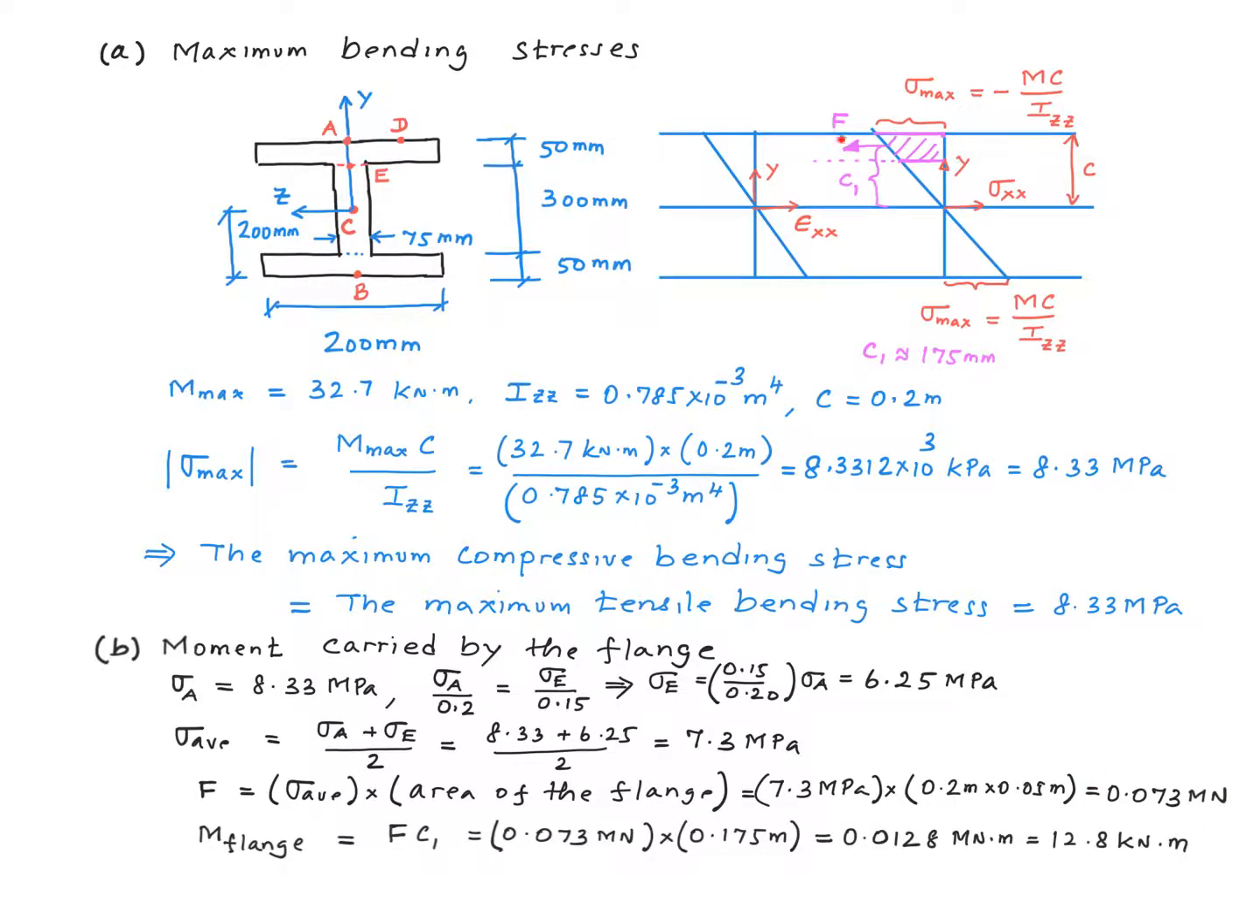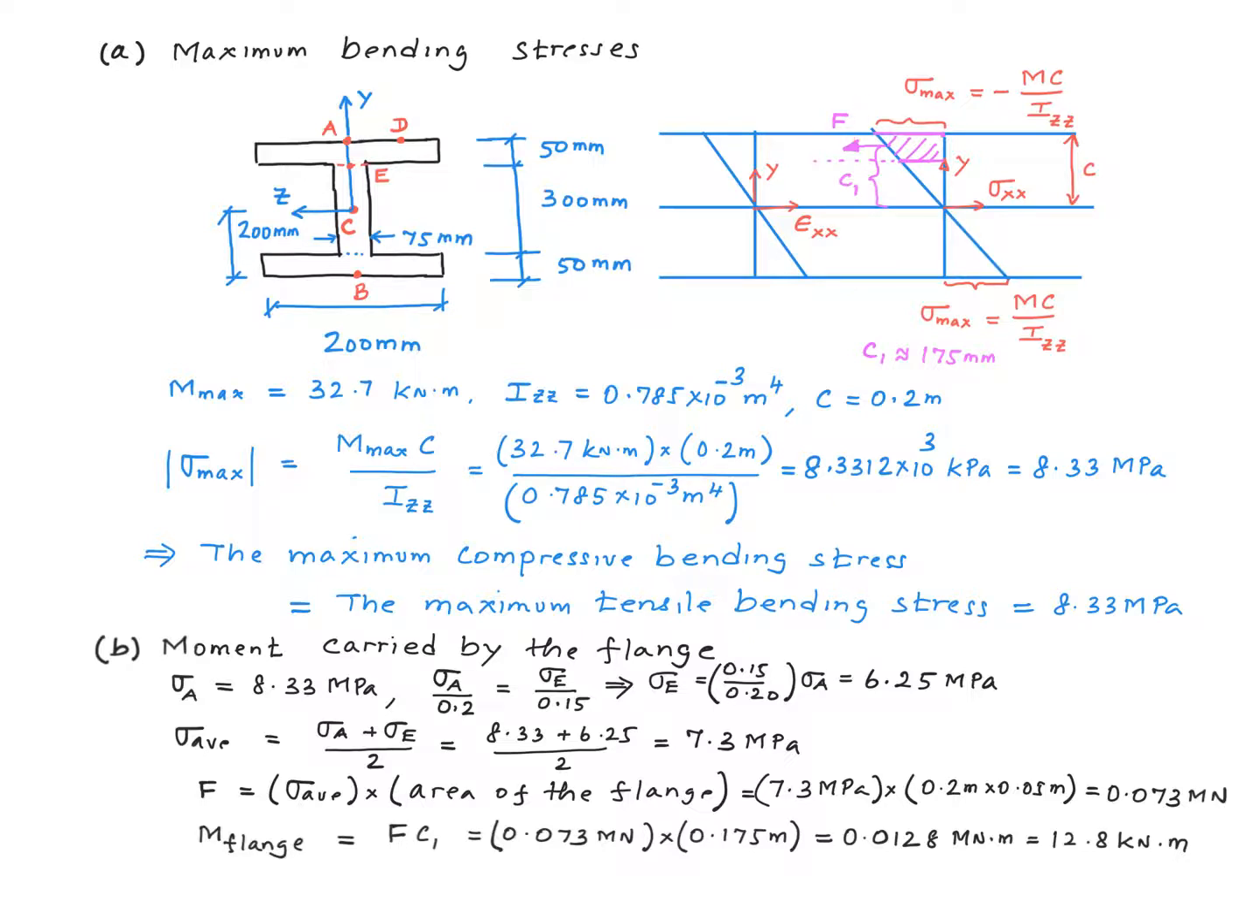The location of this force F is not going to be exactly in the middle of the flange. This is because what we have here is a trapezoidal distribution, right? This is not a uniform distribution, right? So F is going to be a little above the center of the flange. But because the thickness of the flange is so small compared to the overall depth of the beam, we can make the approximation that F acts in the middle of the flange. So if we make that approximation, C1 would be 150 plus another 25 over here, right? So it will be 175 millimeters.